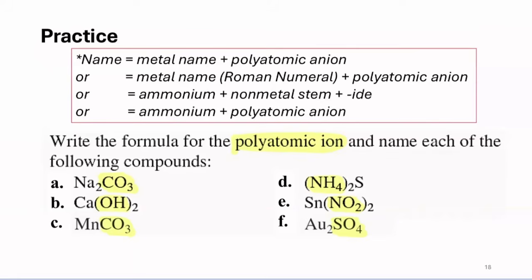So let's start with letter A. In letter A, this is an occasion in which I have a metal element with one charge. Sodium lives in group 1A. Because that is my combo, I have a metal name with a polyatomic anion. So all I'm going to write here is the name of the metal, sodium, followed by the name of the polyatomic, carbonate.